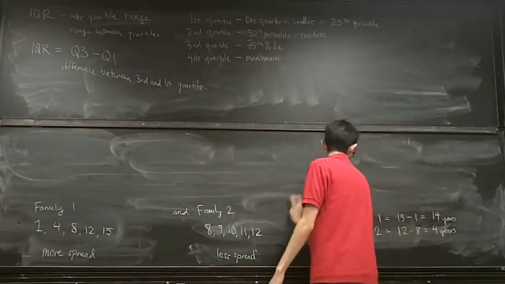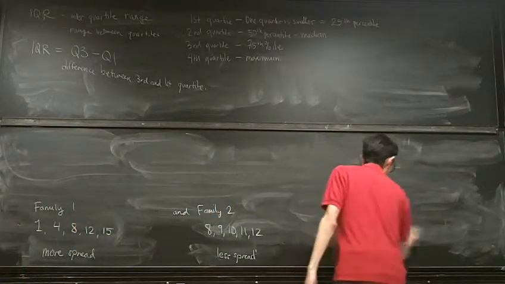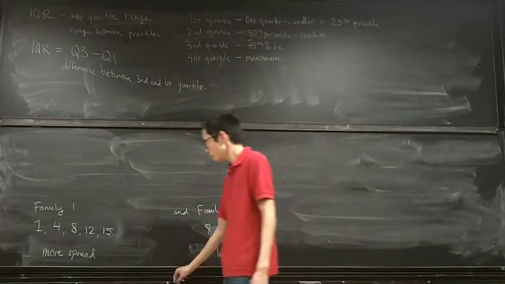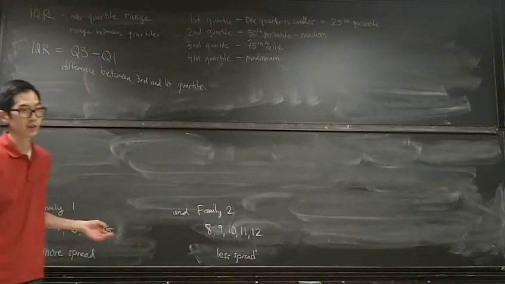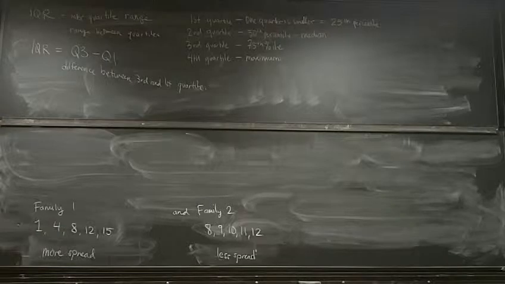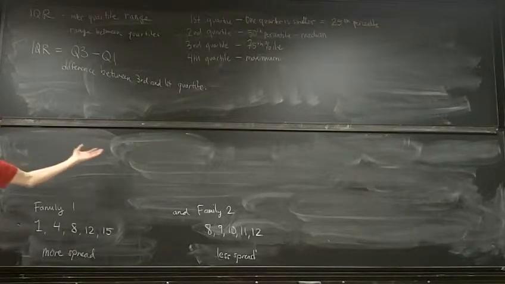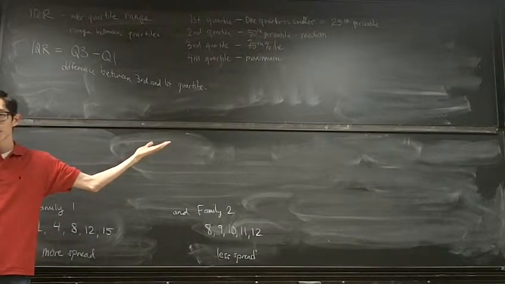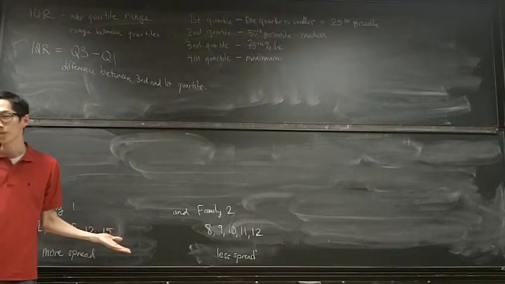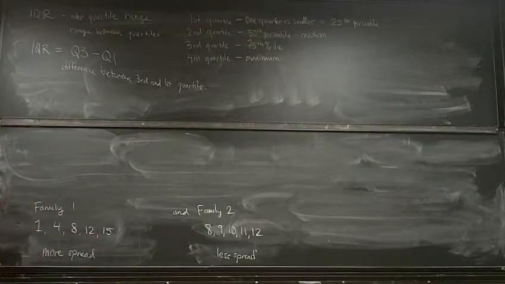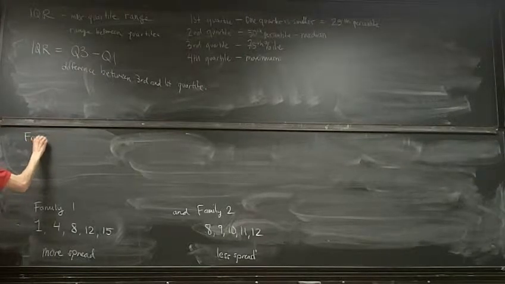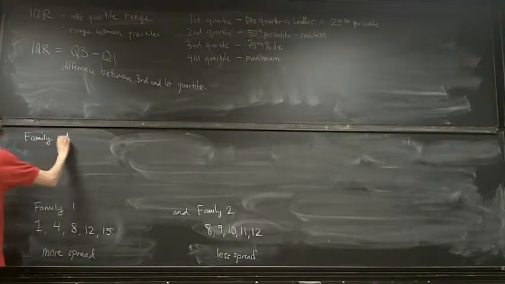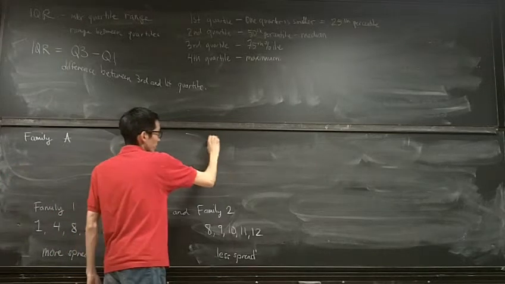But I think it'll make more sense. Okay, so again, let's look at an extended family. Let's say there's two families, and they both have 8 grandchildren. We're looking at the ages of the 8 grandchildren. Let's say this is family A and family B.